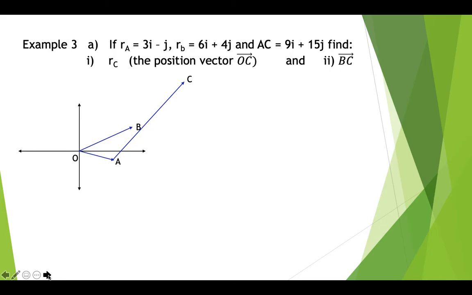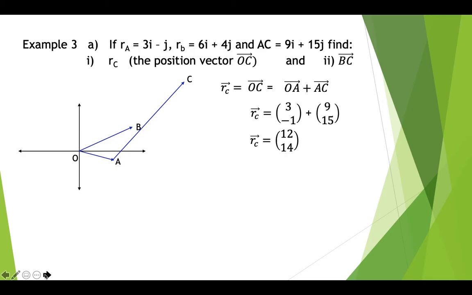So to work backwards and find what our relative to the origin C must be, we know that it must be OA plus AC, so make sure you agree with the nose to tail, so O to A to C, and then we want to find the position. So all we have to do is add those two together, and we get our position vector of C is (12, 14).